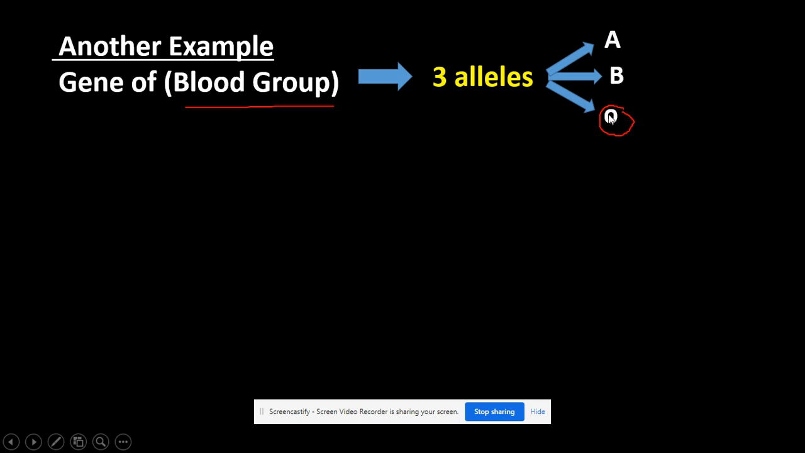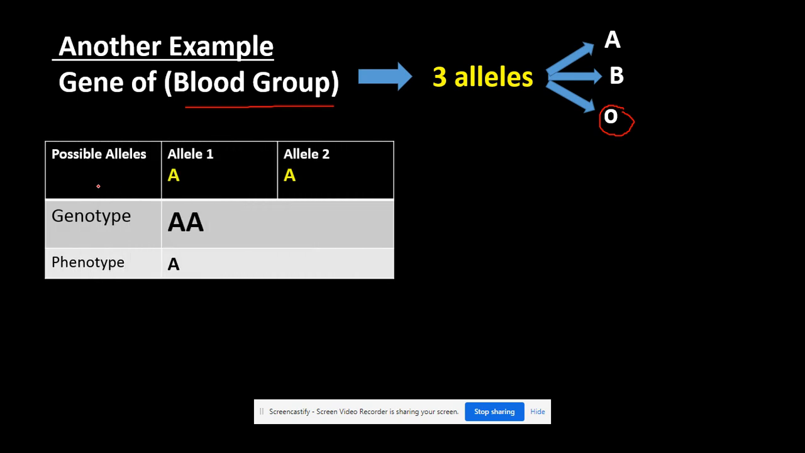So if you notice, the O allele is a small letter because it's recessive. As we said, the small letter, the weak allele or the recessive allele, always takes a small letter. Okay, take this example, guys.